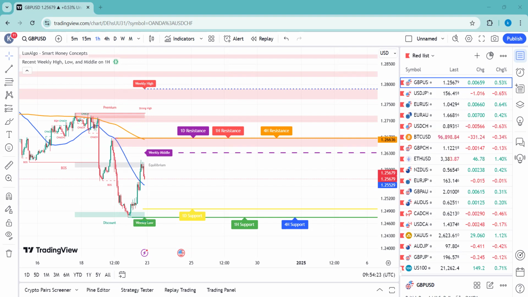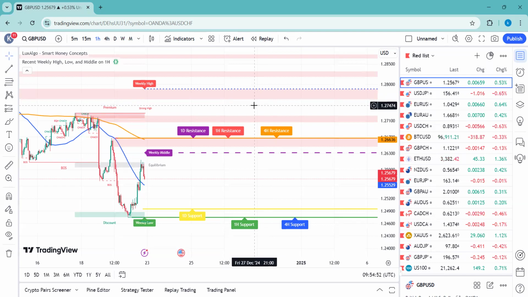Be giving out the little description on how to use these scripts. So the name of the script is Recent Weekly High Lows and the Middle on the 1 hour time frame. The 1 hour time frame is the best time frame to use on this script. You can also check on the 15 minutes, and you can check on the 5 minutes for scalpers.